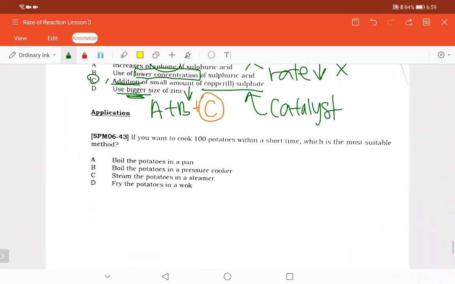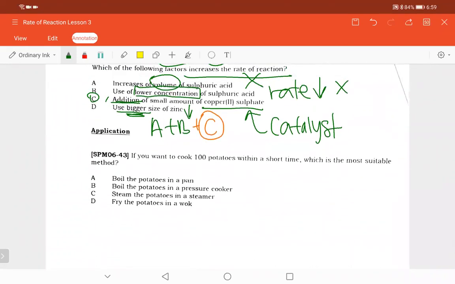Lastly, stay on the same page. On the same page, this is SPM 2006. If you want to cook 100 potato in a short time, so that's a lot of potato you want to cook at a short time, what is the most suitable method? Boil the potato in a pan, boil the potato in pressure cooker, steam the potato in steamer, and fry the potato in a wok.